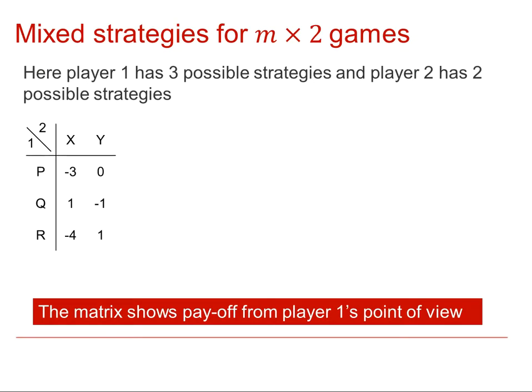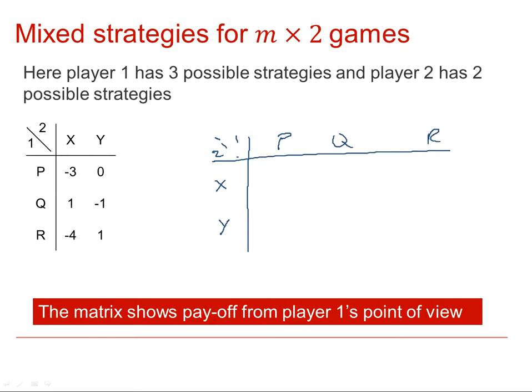Here you can see that we've got a 3 by 2 game, and so simply by transposing this we can turn it into a 2 by 3 game from player 2's point of view. So to do the transpose, this time we're going to have player 1 on the top with their probabilities P, Q and R, and player 2 coming down the columns, 2 columns X and Y.